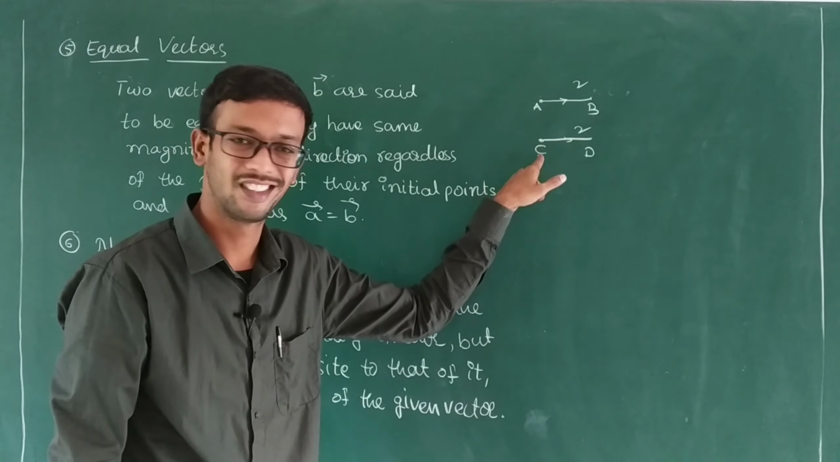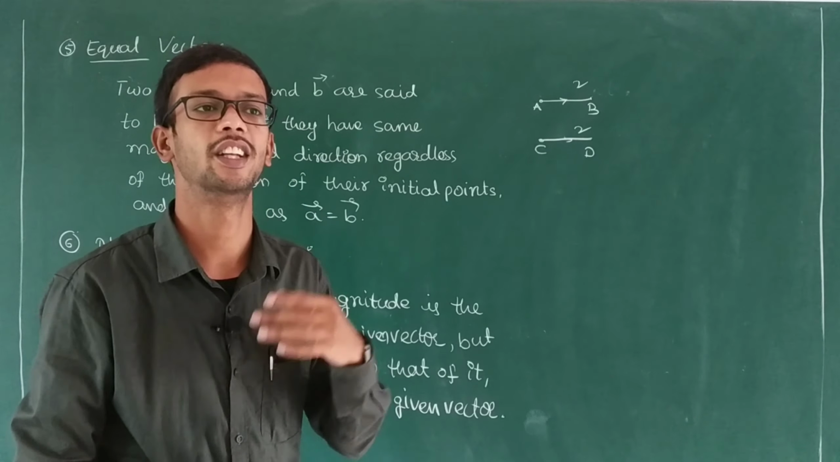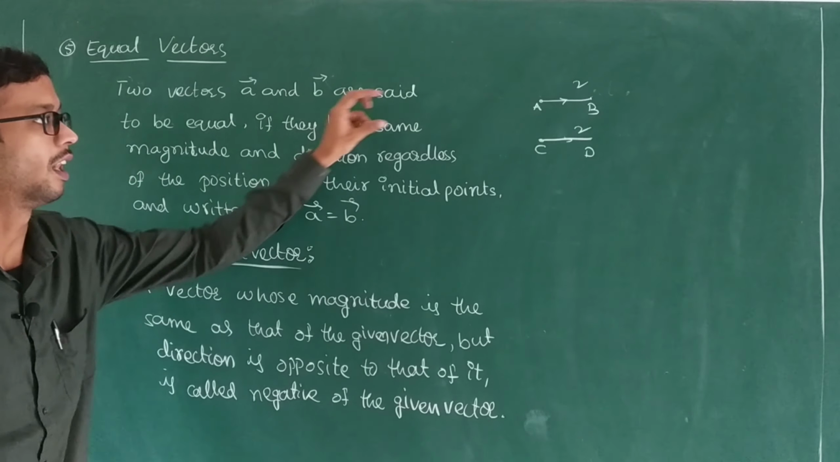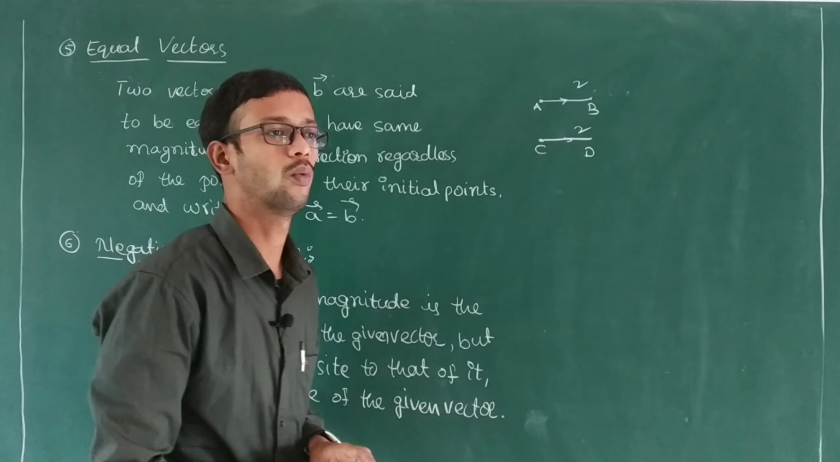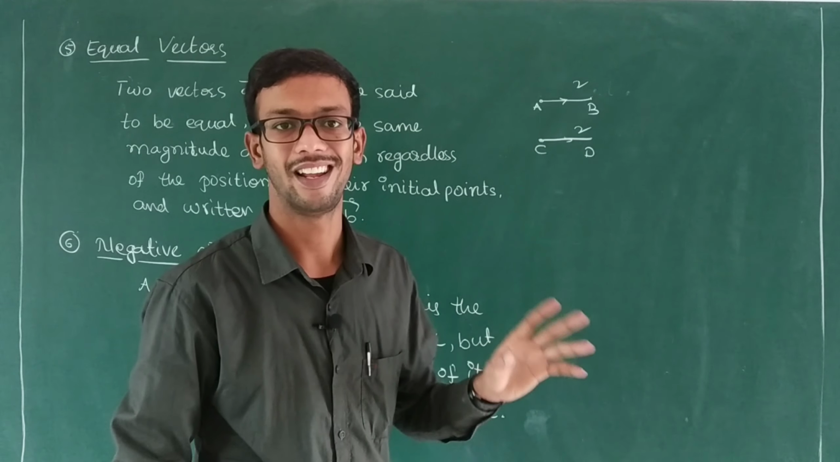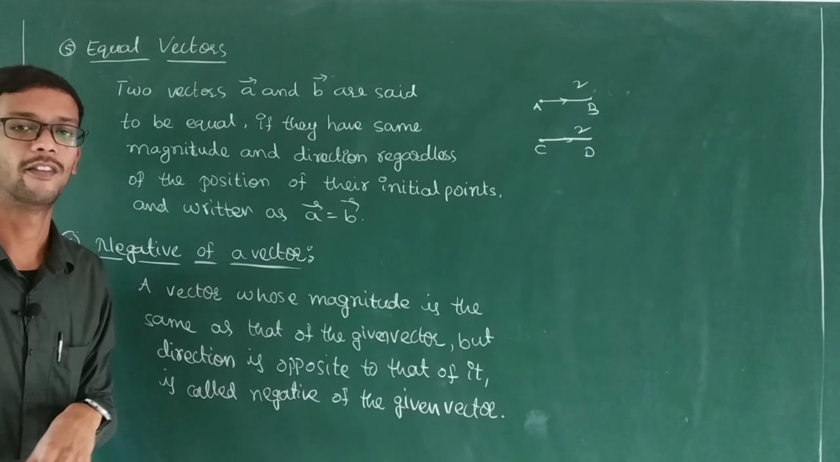This vector is C. No need to check the initial points. Initial points may be different. Even then, we can say these two vectors are equal. You just have to check that they have the same magnitude and the same direction. That type of vectors are called equal vectors.